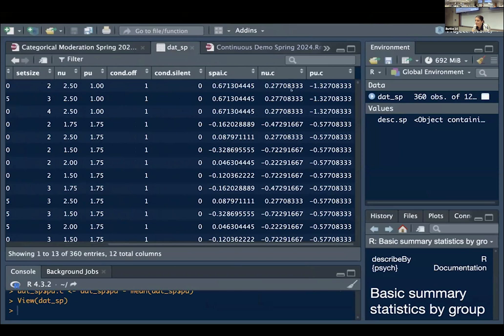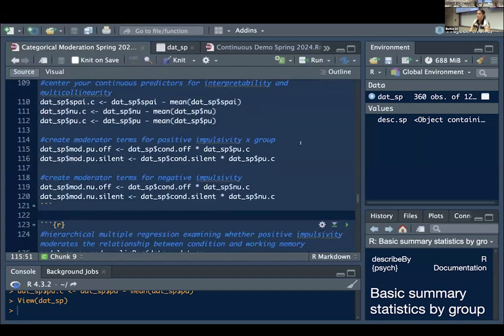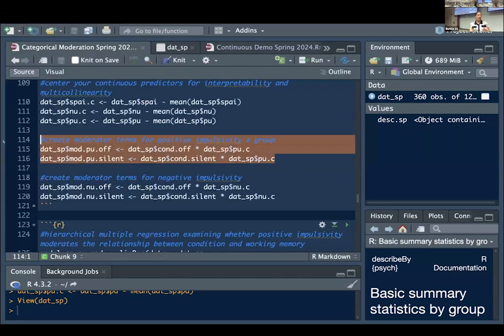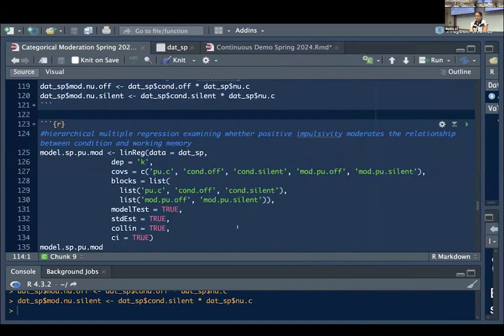And now what do we need to do? Create a moderator term, right? We got to multiply our centered predictor by our dummy code, right? You got to moderate, have your theoretical model next to you. You've got to moderate positive impulsivity by smartphone. Where's smartphone in your data? It's right here, 1s and 0s. Here it is for the positive impulsivity. So conditions times positive, and here it is for negative, and then we're ready.